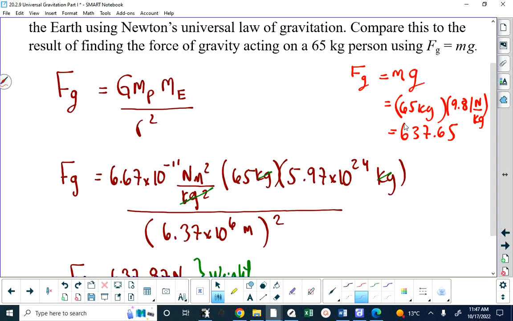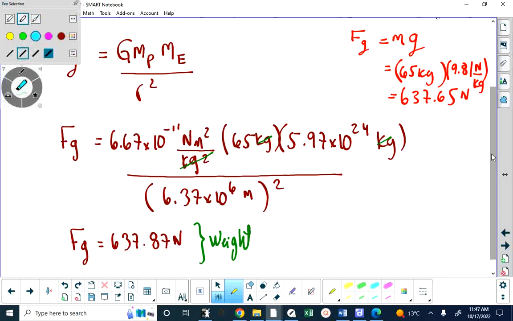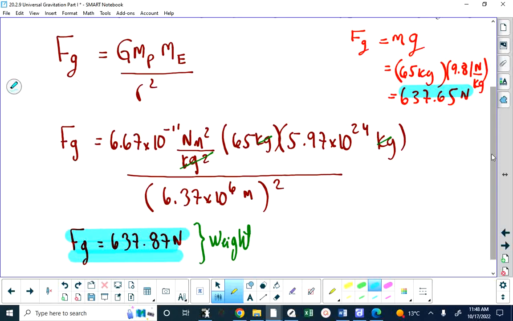And I think what we're going to do here is talk about this for a minute, do one last example, and then I'll just give you a couple to try. Why are these two not the same? I want you to think about that. Why, if the weight of the person according to Newton's universal law of gravitation is 637.87, and according to what we've learned previously in this unit is 637.65, why are we not getting the same answer?